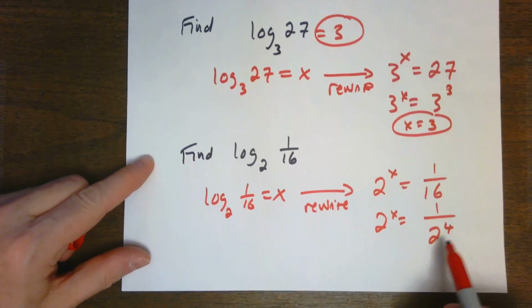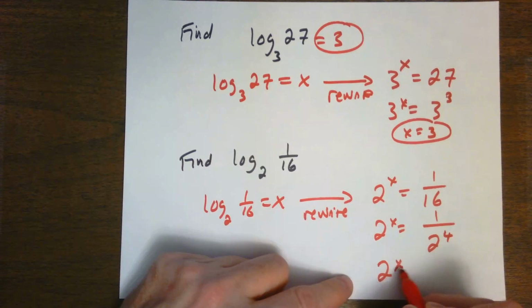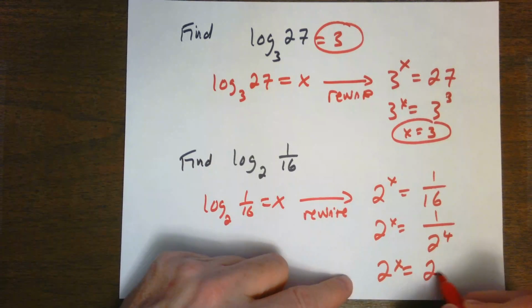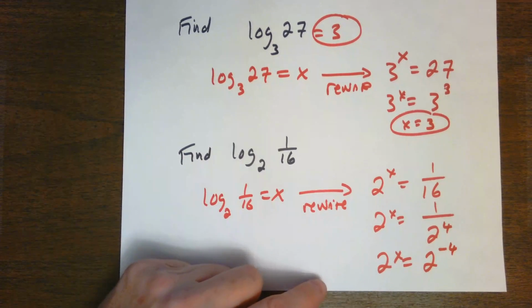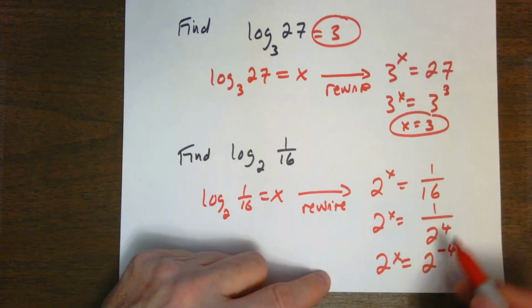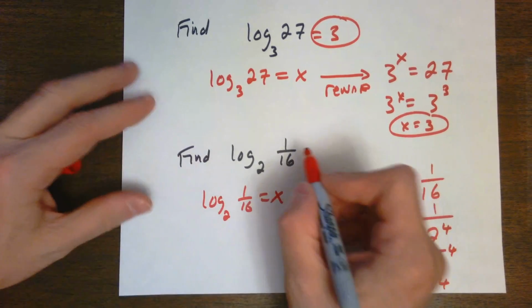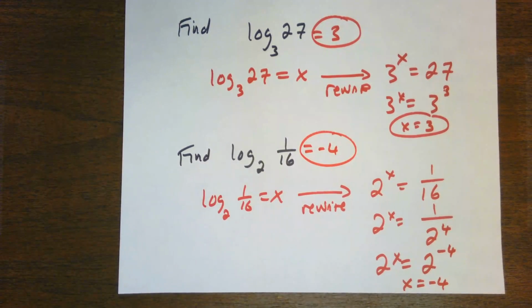This is not quite right, though. I can't set it equal to each other. I'm going to use the negative exponent rule and say 1 over 2 to the positive 4 is the same thing as 2 to the negative 4th power. 2 to the negative 4th is 1 over 2 to the positive 4. And then I'm going to get x is equal to negative 4. So this equals negative 4.